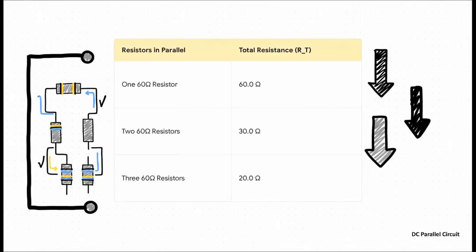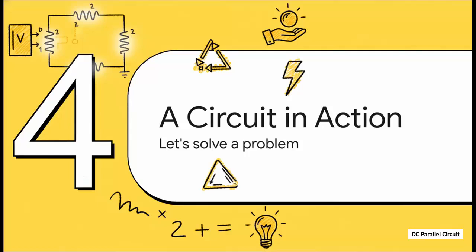With one 60-ohm resistor, your total resistance is 60 ohms. Makes sense. But add a second identical one in parallel, and boom, the total resistance drops to 30. Add a third, and it plummets all the way down to 20 ohms, which, if you notice, is less than the resistance of any single path. Wild, right?